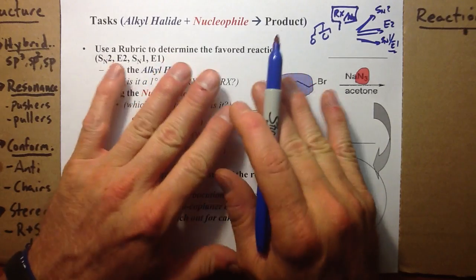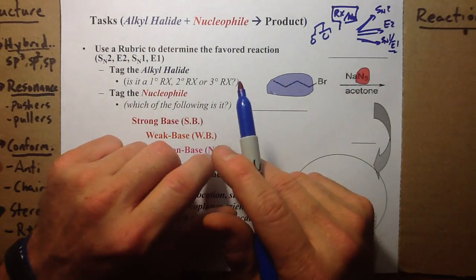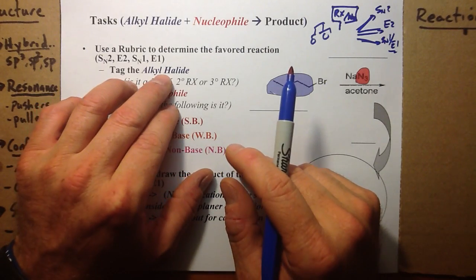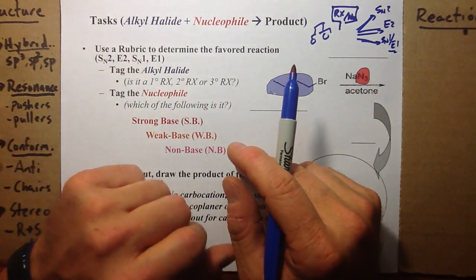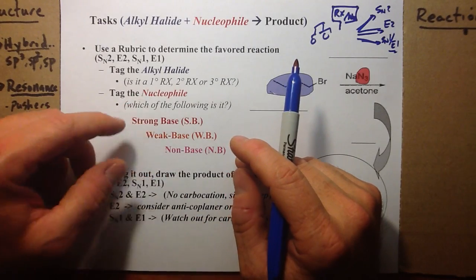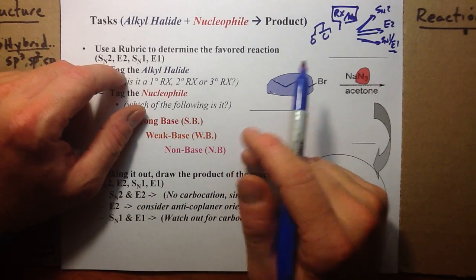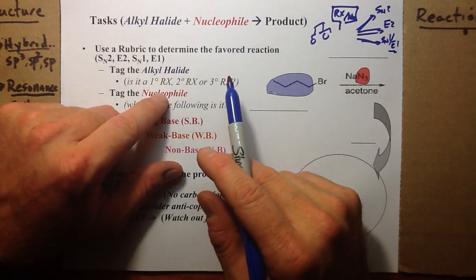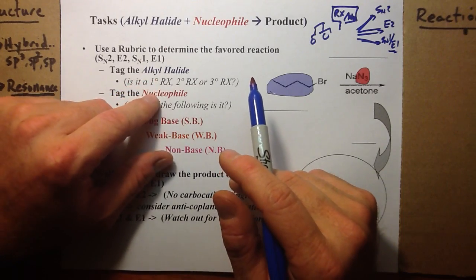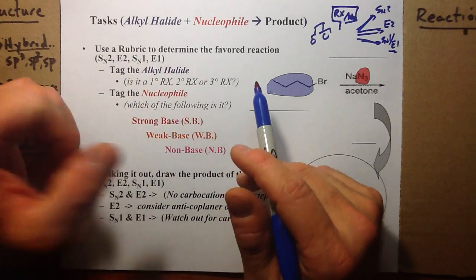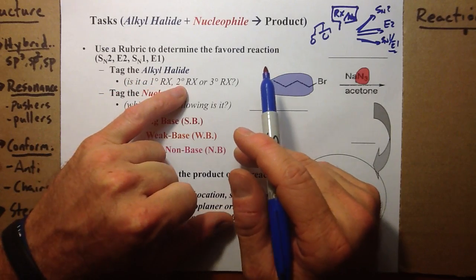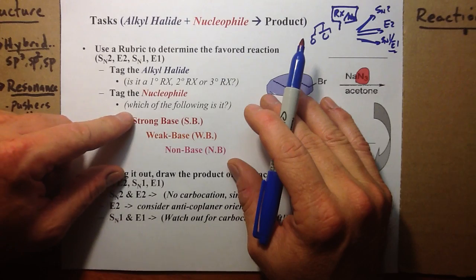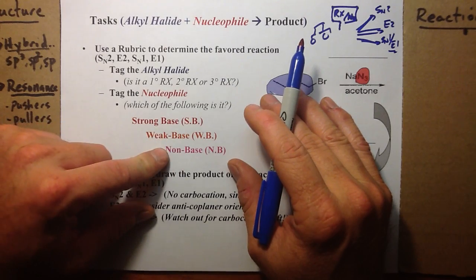So the rubric, there are a lot of them out there. I'll have it on the next slide. We can tag the alkyl halide, and we can tag the nucleophile, and then we choose according to those classifications. Now the alkyl halide is usually tagged as primary, secondary, or tertiary. The nucleophile is typically tagged as strong base, weak base, or non-base.